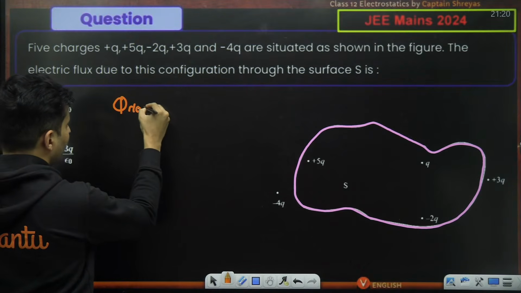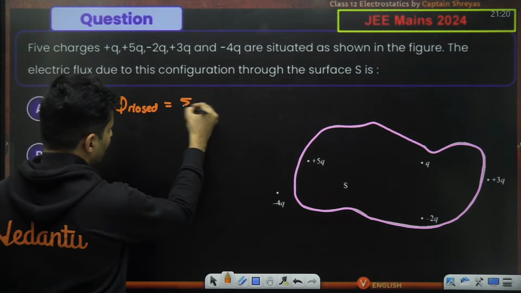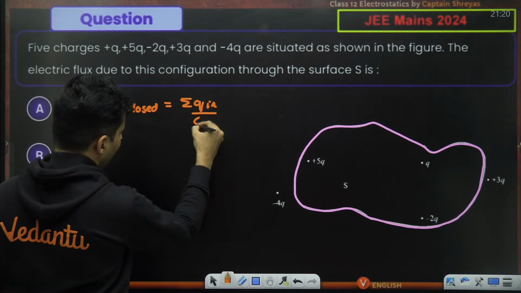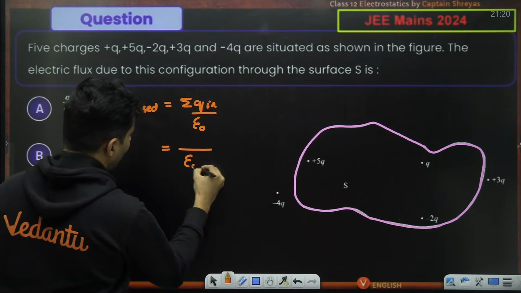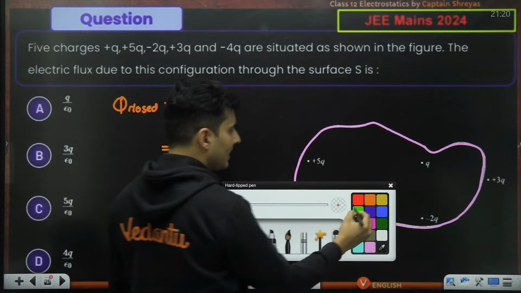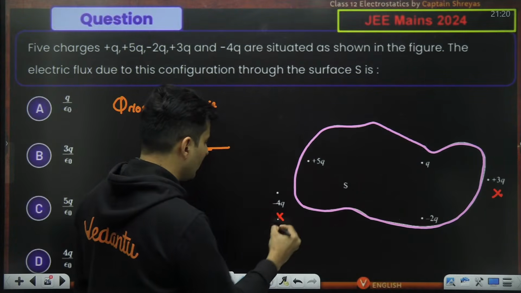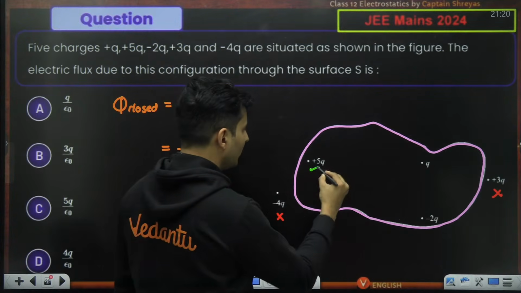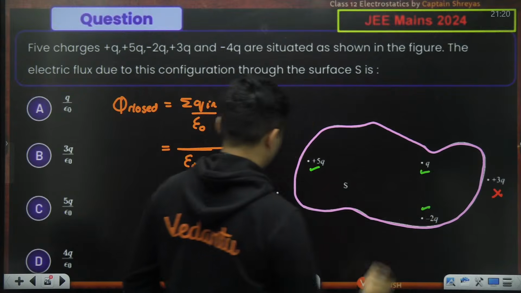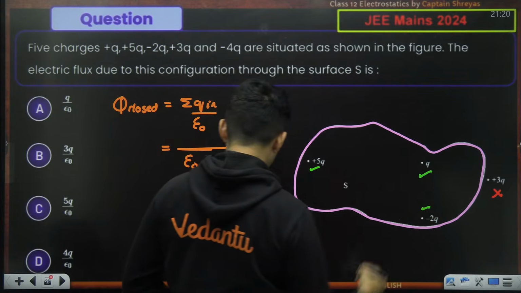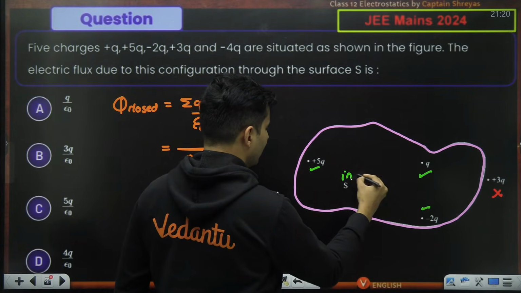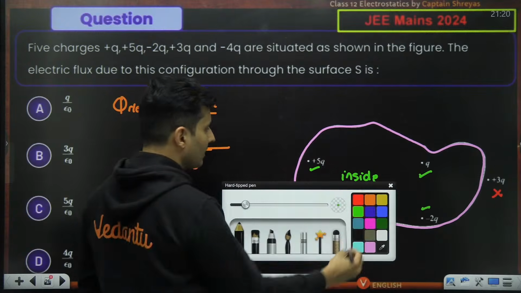The flux through any closed surface is the total charge inside divided by epsilon naught. What is the charge present inside versus outside? I think this is outside, so don't count it. This is outside, so don't count it. Only count this one and this one. These are the only 3 charges which are inside this surface.